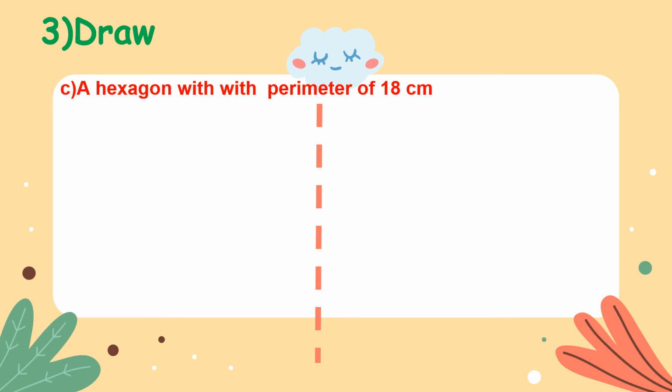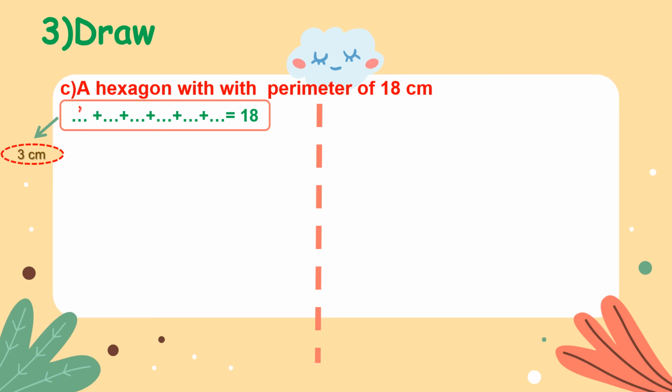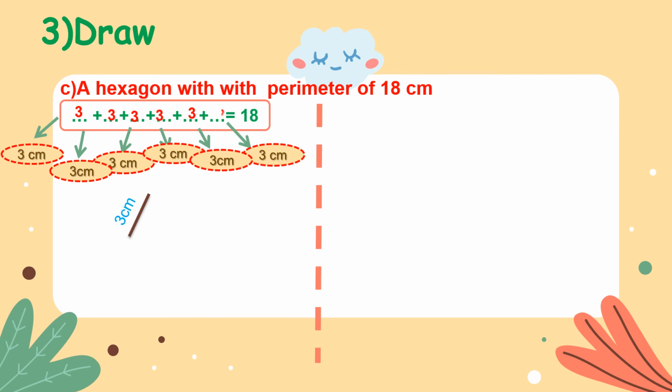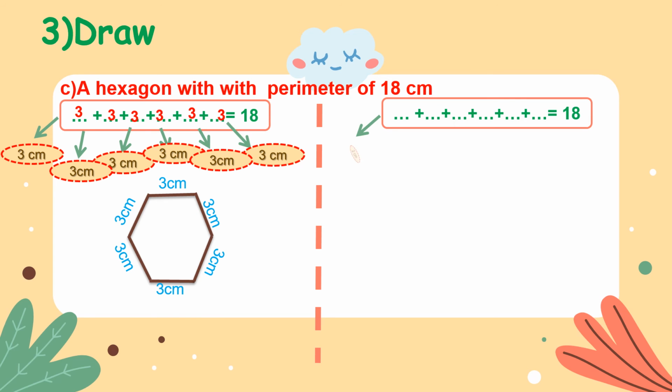Now we're going to draw a hexagon with perimeter of 18 centimeters. So hexagon, hex means 6, so that means we have 6 sides. 18 divided by 6, so each side will be 3 centimeters. I'm going to draw a hexagon with side length 3, and I can make a hexagon with different sides.